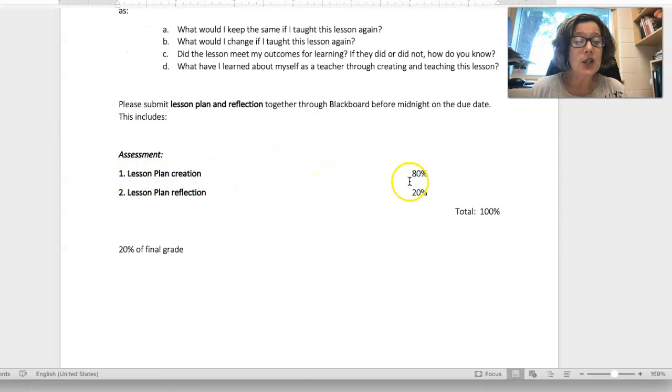The lesson plan creation is 80% of your grade and your reflection is 20% for a total of 120% of your final grade.